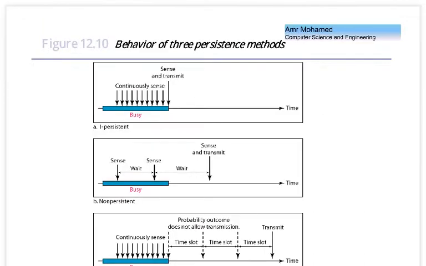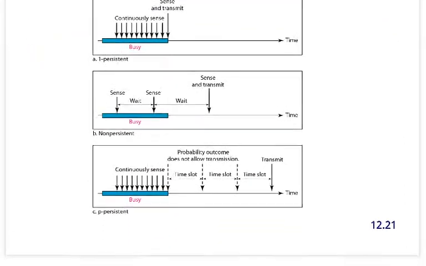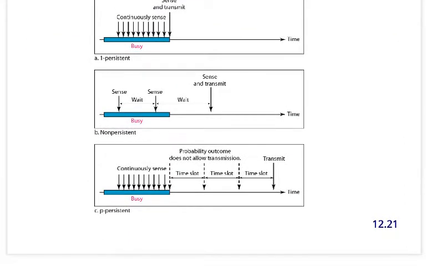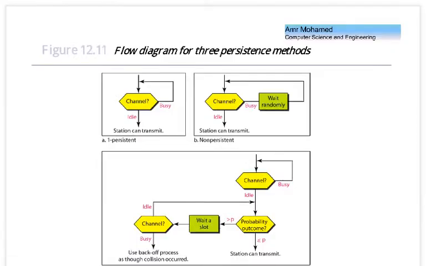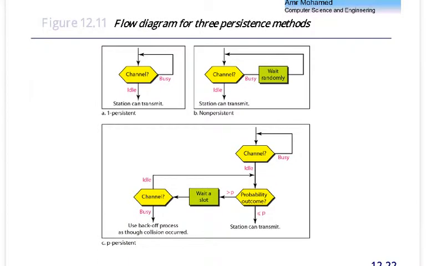So based on this, there are three policies for the persistence of each node trying to access the medium. The first is the one-persistent, then the non-persistent, where the nodes can wait different durations of time before they sense the channel and figure out whether it is idle or not, and the combination of both, which is what we call p-persistence. So these policies have this flow chart.